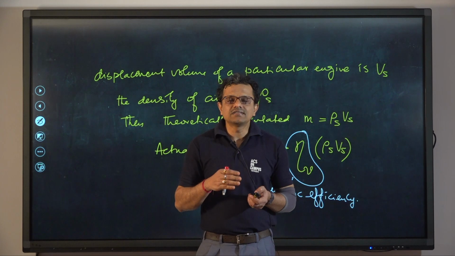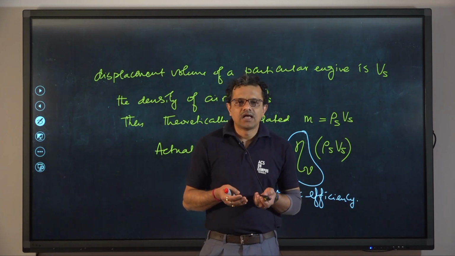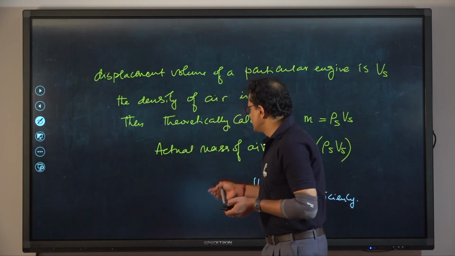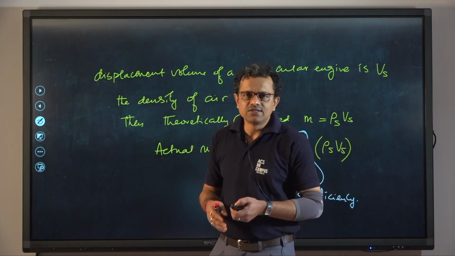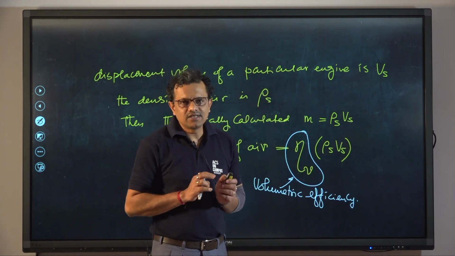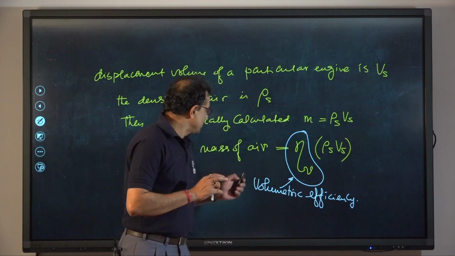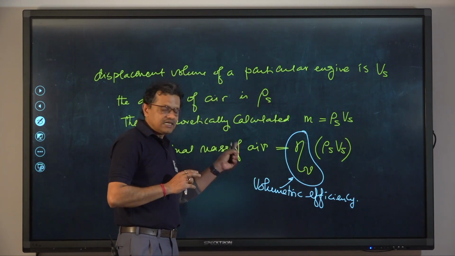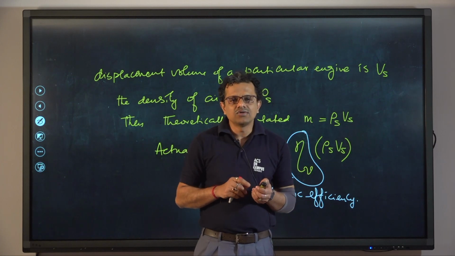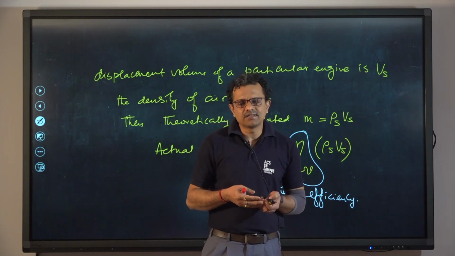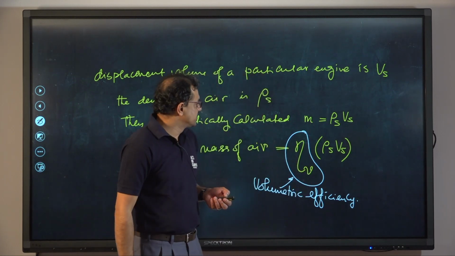Now there are several methods available to measure this quantity, that is the actual mass of air. So, we shall discuss in today's class two different methods used to calculate the actual mass of air, essentially to calculate volumetric efficiency of the engine. Let us now discuss these two different methods sequentially.